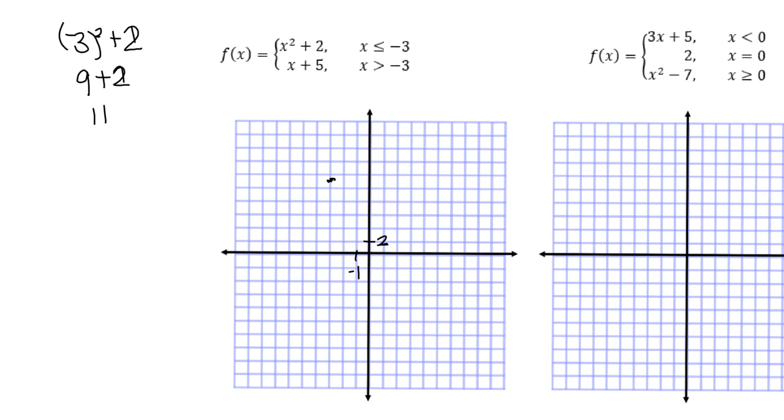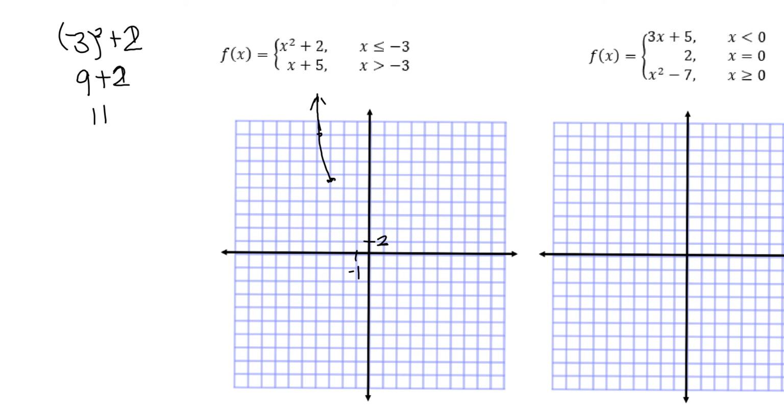Okay. And now I want to finish what the graph looks like for all my values less than negative 4, negative 5, and so on. To get an idea, it's going to be a quadratic. If I plug in negative 4 squared, that is 16 plus 2 is 18. So I know I have a point at negative 4, 18, right about here. If I were to draw my graph, it continues going up for smaller values of x.